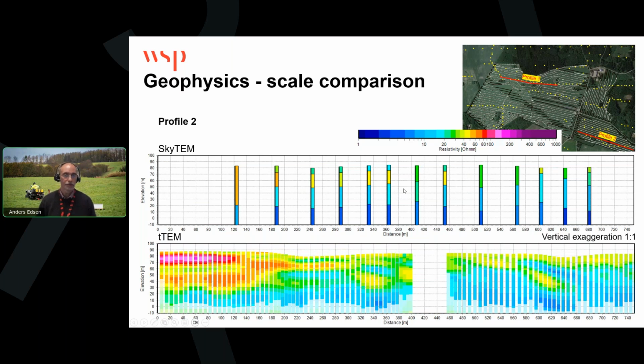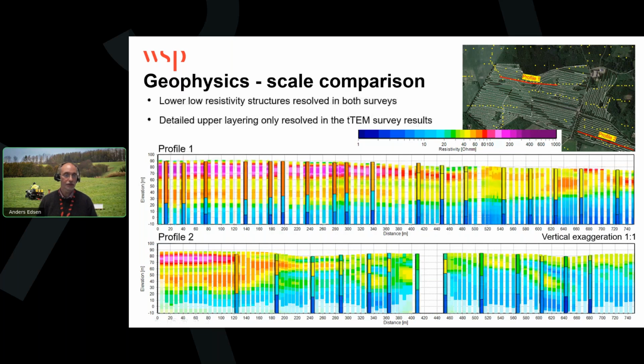A more detailed comparison can be seen from this plot where I put the SkyTEM soundings on top and the TTEM in the back, where you can see directly. And as a general remark, the lower resistivity structures, you see the bottom of the Quaternary sediments, are pretty good results in both surveys, and there is a good agreement between the results that we see. But the upper part, the detailed layering, is only resolved in the TTEM data.